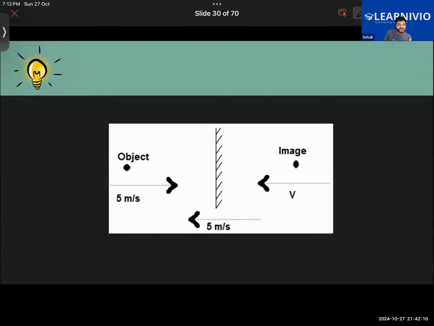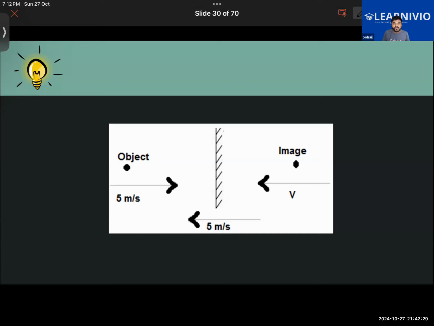Because the distance of the object from the mirror is equal to the distance of the image from the mirror, as you move closer to the mirror, the image will also be moving closer to you, at the same speed. Getting it? What I'm trying to say?